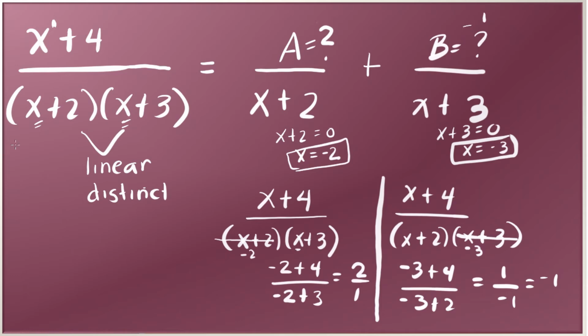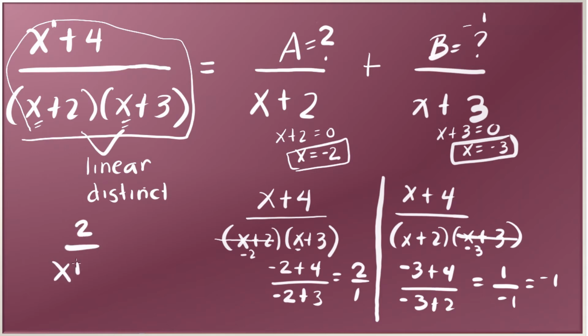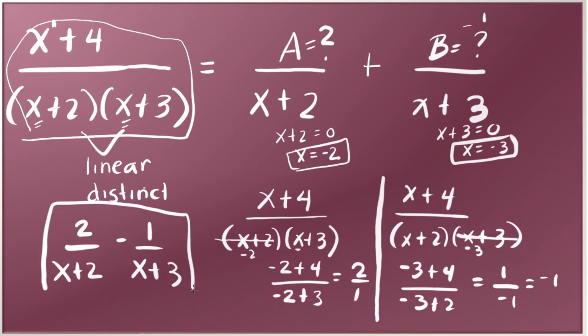All right, so our x plus 4 over x plus 2, x plus 3 is going to equal these two partial fractions: 2 over x plus 2 minus 1 over x plus 3. Okay, so there we go. That's the partial fraction decomposition of this condensed rational expression. Now you can check that by adding these two fractions. Let me show you how to check. Right, so let me erase this part.